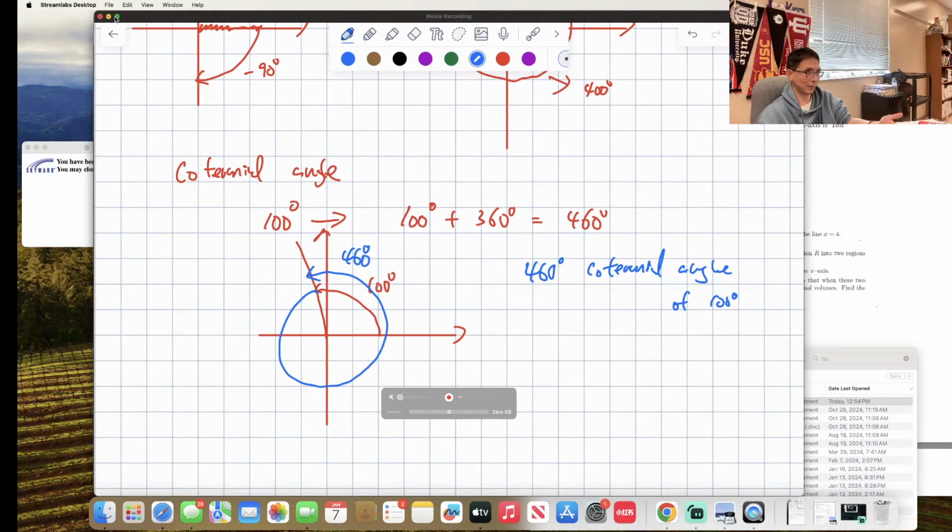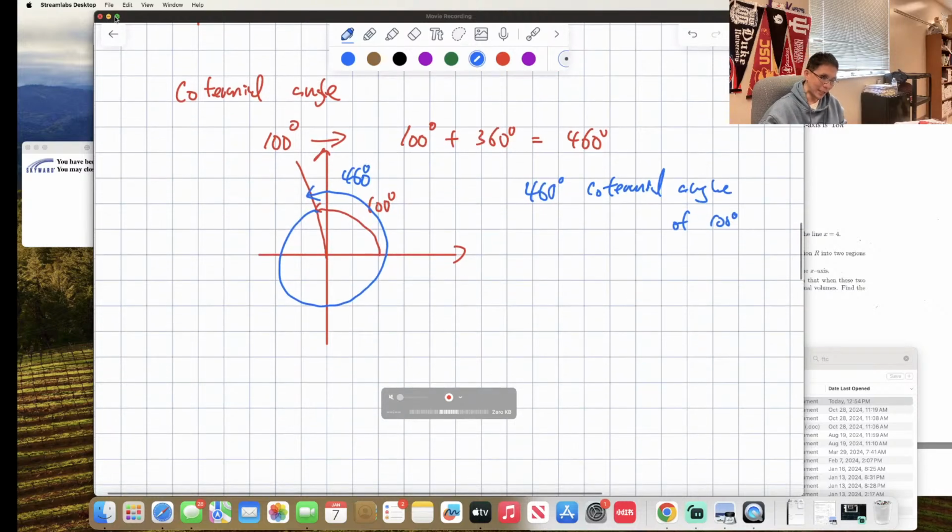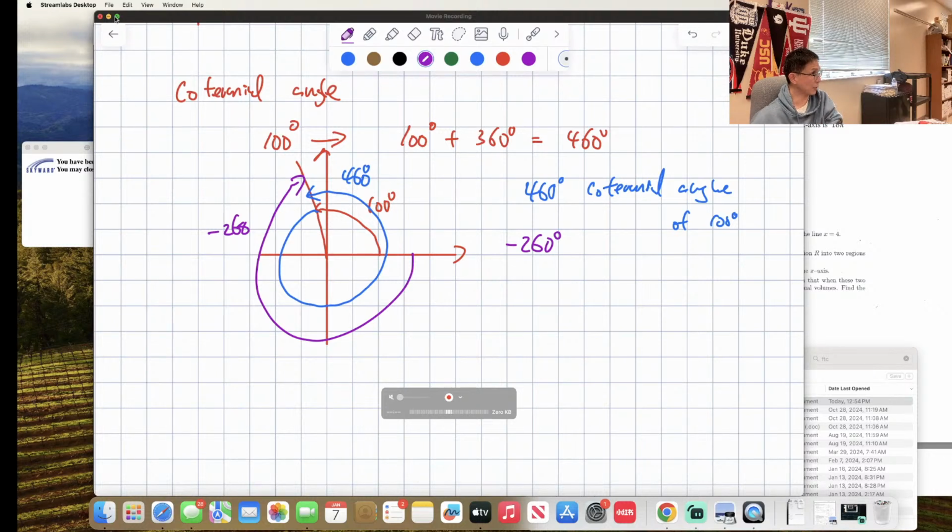Negative 260. Does that make sense? I can go this way, right? I can go this way here. Negative 260, the same thing. So negative 260 is also the same representation as 100 degrees. Okay, so that's called coterminal angle.